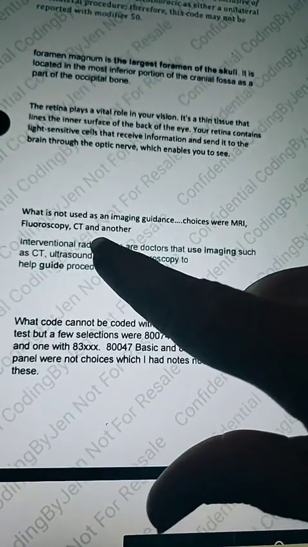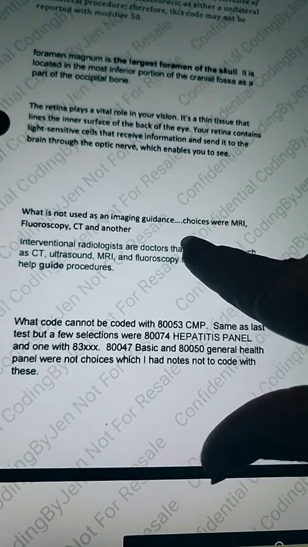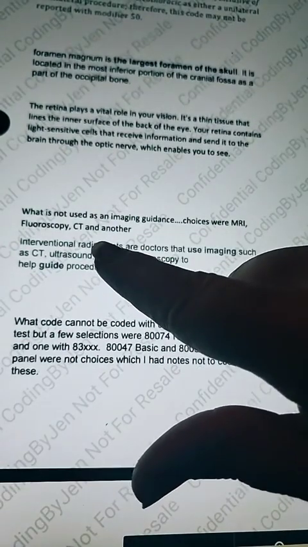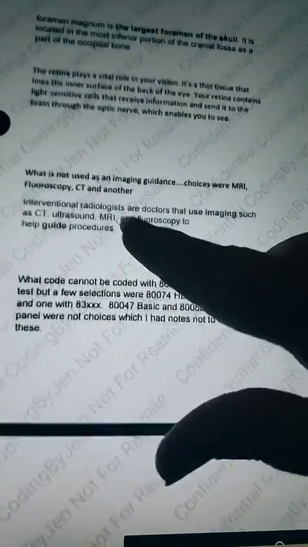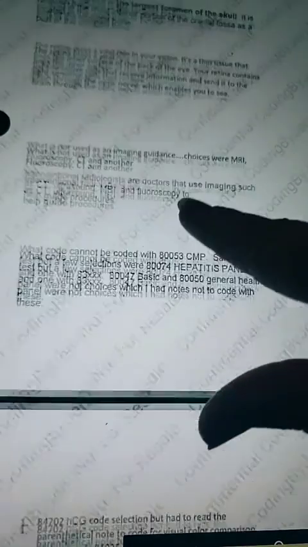We had some choices. Which ones are not part of image guidance? MRI is, so is the fluoroscope, and so is the CT. So whatever part that was other is not included. I've listed out the things right here that are part of image guidance.